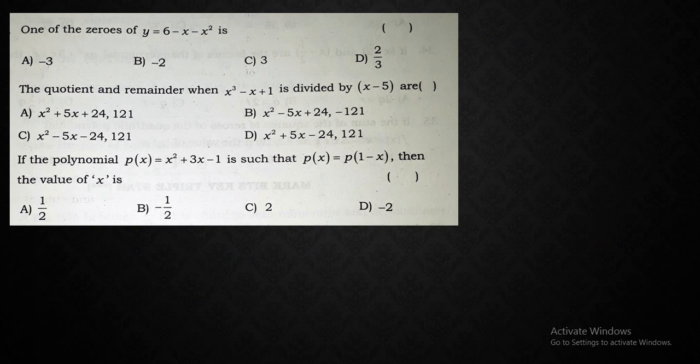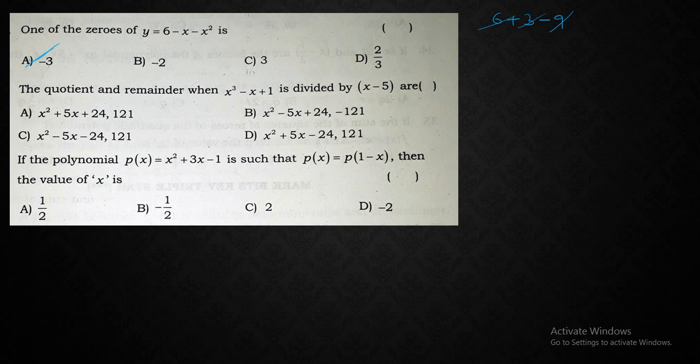Next, moving on to one more question. One of the zeros of y is equal to 6 minus x square. So if you want to find the zeros, simply substitute the values. If I substitute the first value, what do I get? 6 minus of minus 3 is plus 3. So minus of minus 3 is plus 9. So 6 plus 3 is 9, and 9 minus 9 gets cancelled, giving 0. So the answer is minus 3, right? And one more 0 we can find out.